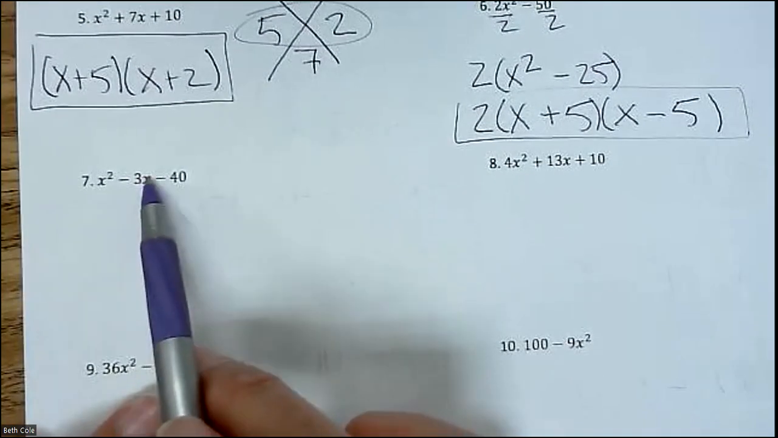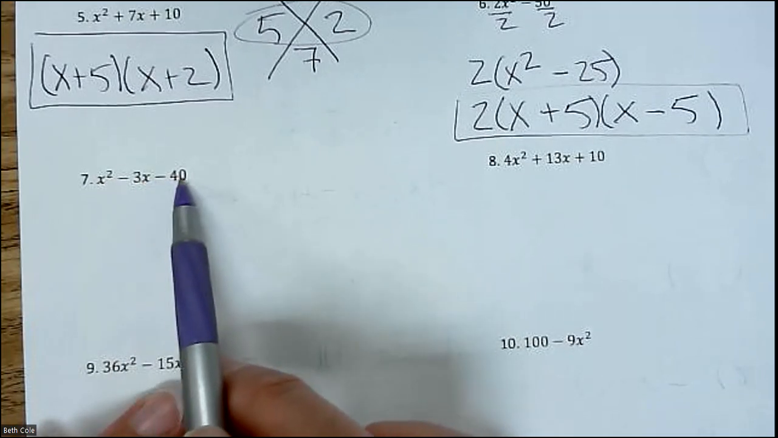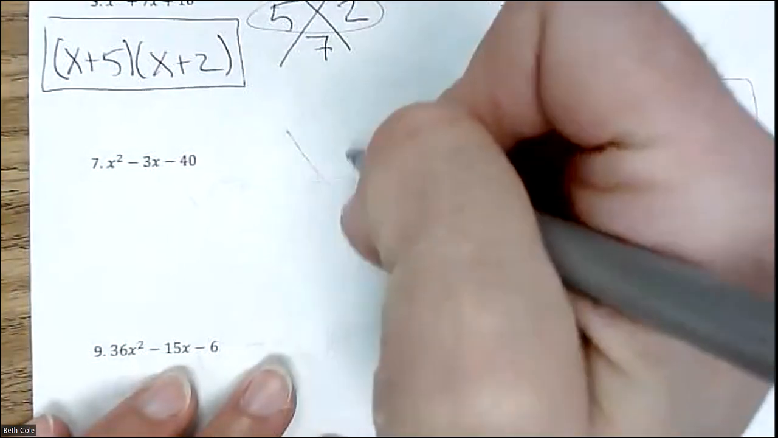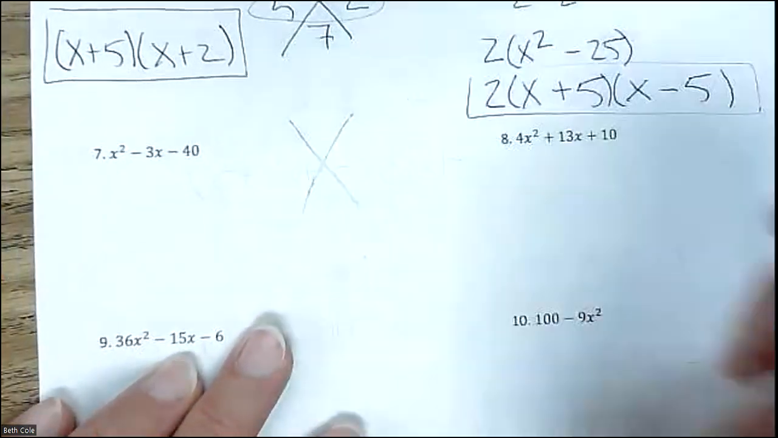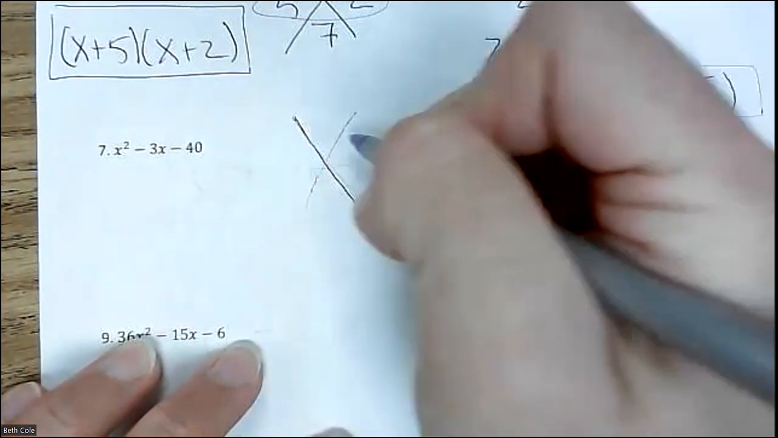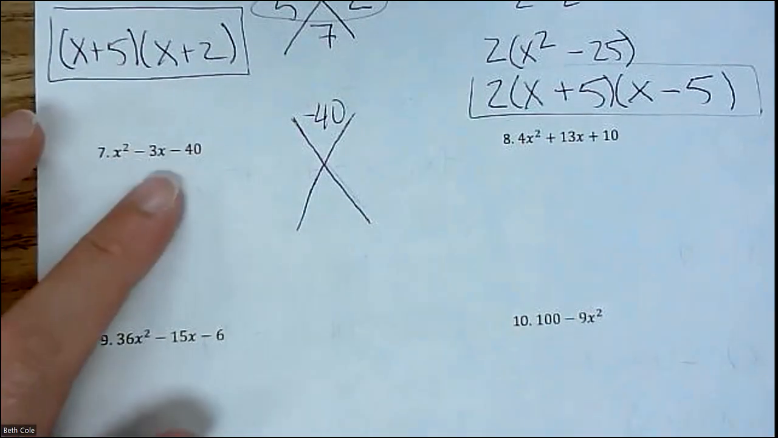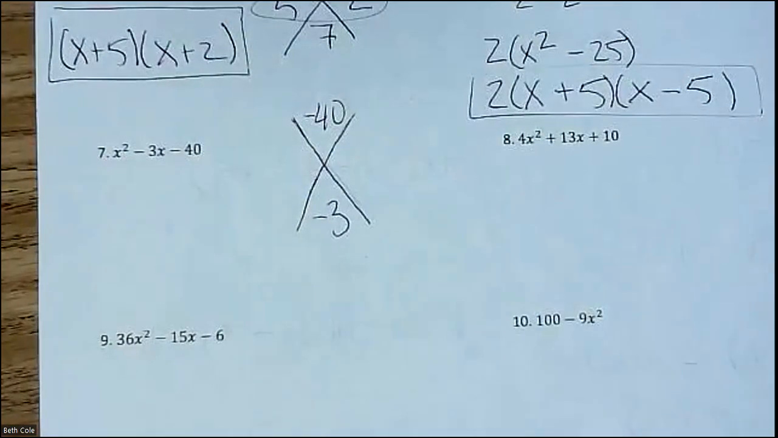All right, this one. Do you notice there's an x squared and then an x and then just a number? All right, that means you're going to do the x box. My pen is running out. Let me grab another one. Are you focusing with me here? Okay. So what number goes on the top? -40. Good. What number goes on the bottom? -3. Don't worry about the negatives. We'll figure those out at the end.